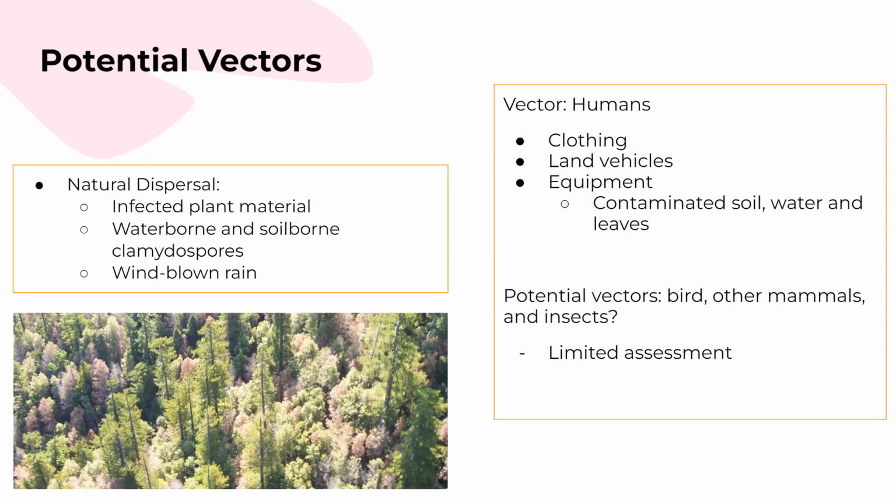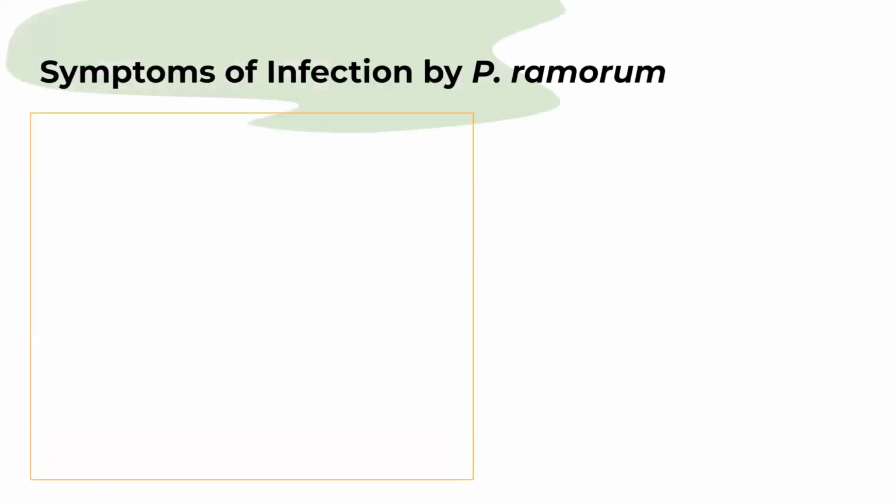It turns out that humans can also be a potential vector through the displacement of contaminated soil, water, and leaves by means such as clothing, vehicles, and equipment. Other potential vectors are birds, mammals, and insects. However, more research needs to be done to examine this.